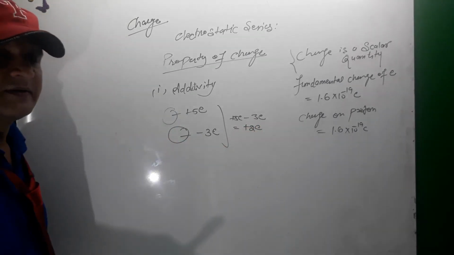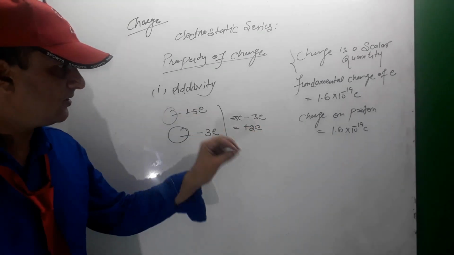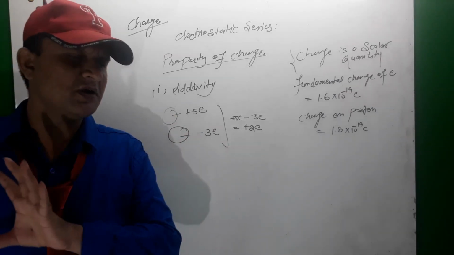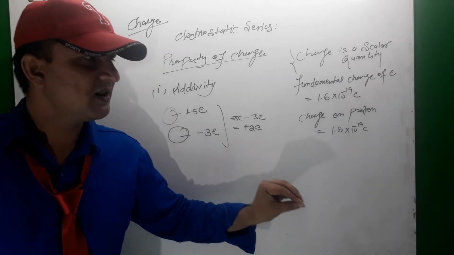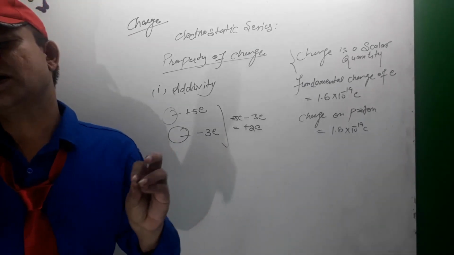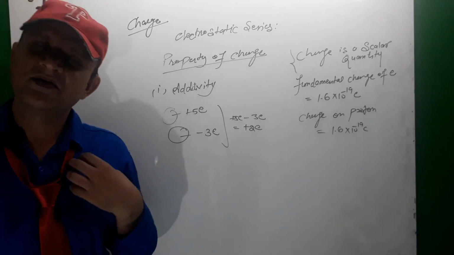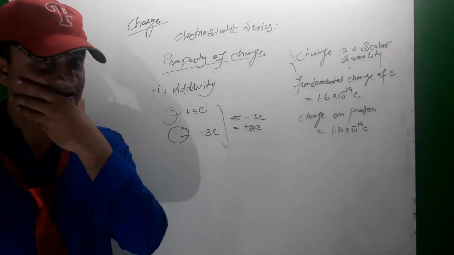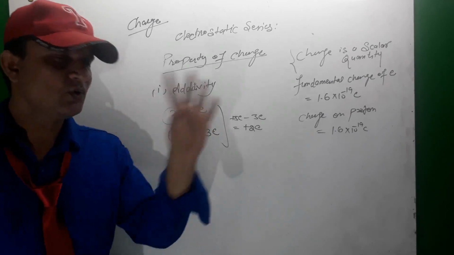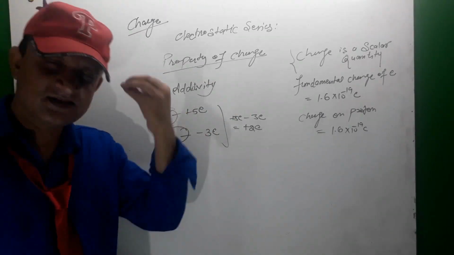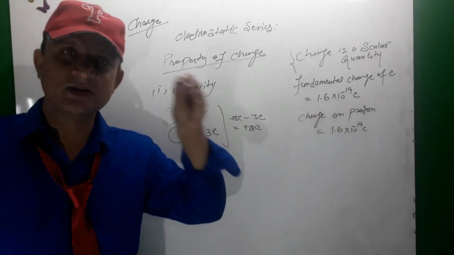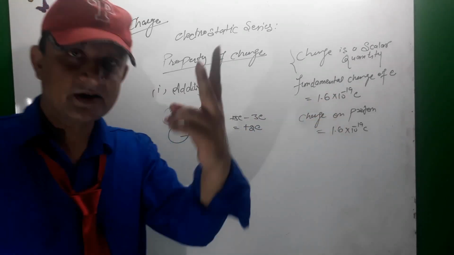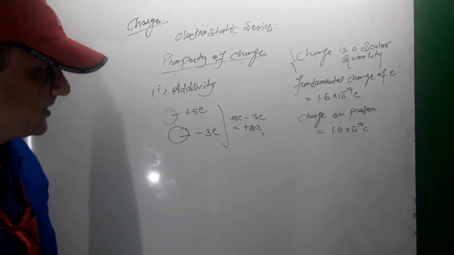So what does it say? It is the only fundamental basic mathematical property: you can add by the simple algebraic rule. No need to understand the resultant direction, because charge is scalar, with this magnitude. Now the second property is an important property.